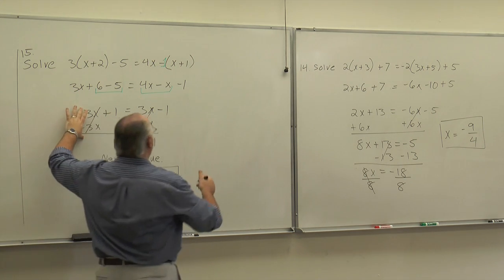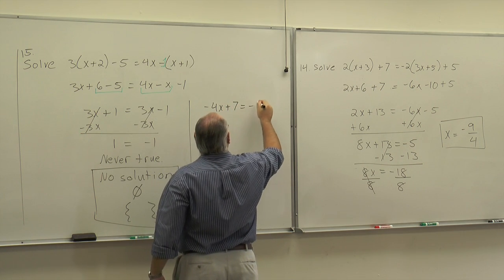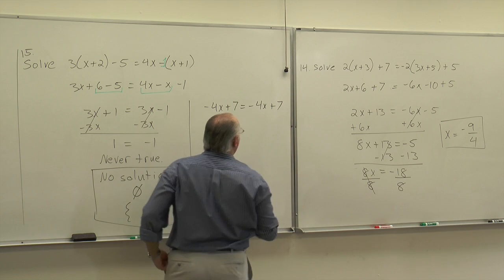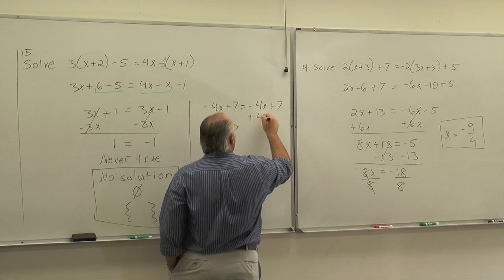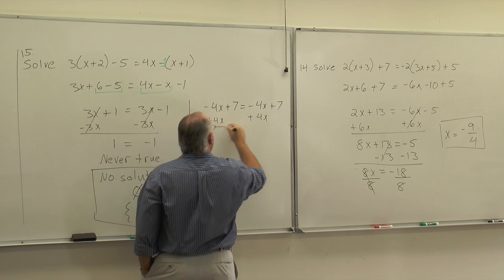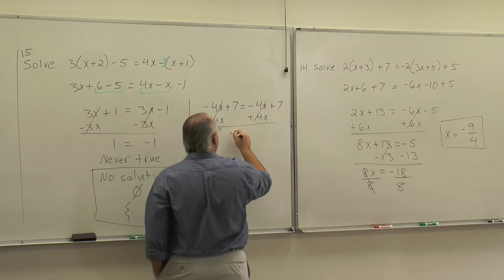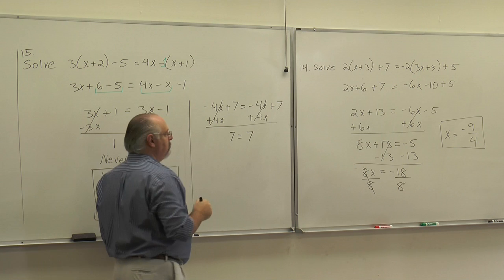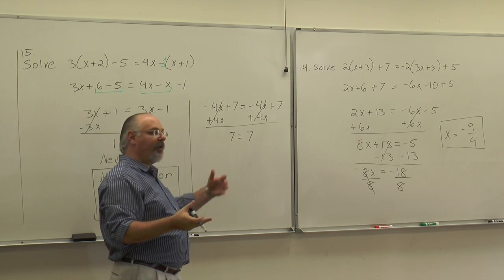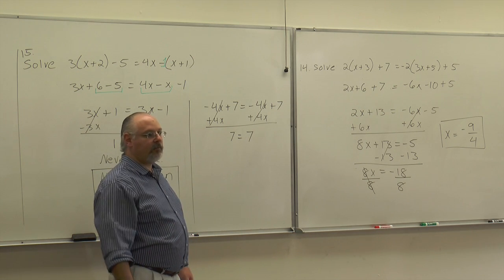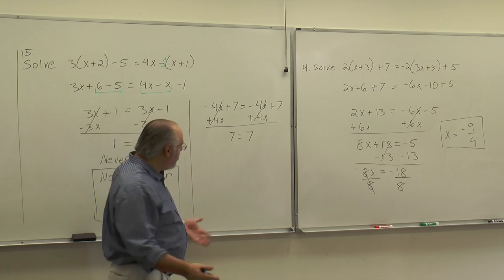So let's say we had a similar question where you had -4x plus 7 equals -4x plus 7. Something like that. So I want to get the x's together, so I'm going to add 4x to both sides. And they both cancel. So in this case, you get 7 equals 7. Well, when does 7 equal 7? When is the number 7 equal to the number 7? Always. It's always true.